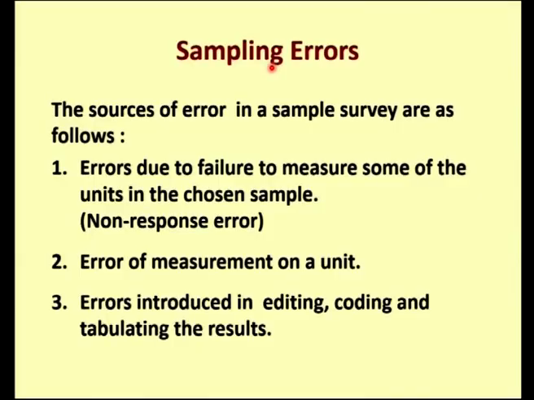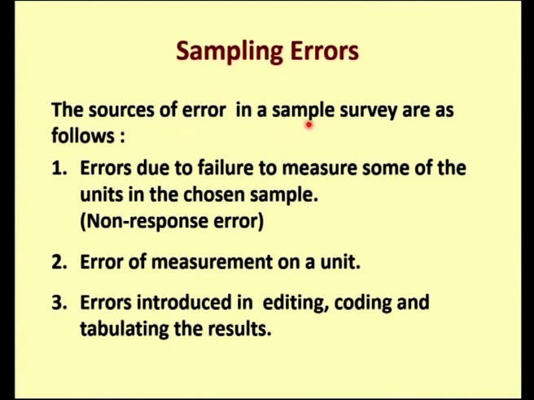Now, we know that only a part of the population is being considered and studied, a complete study is not made. We are sure of producing error, and that is because of taking a sample. So, it is called sampling error. We have classified the sampling errors also and the sources also.